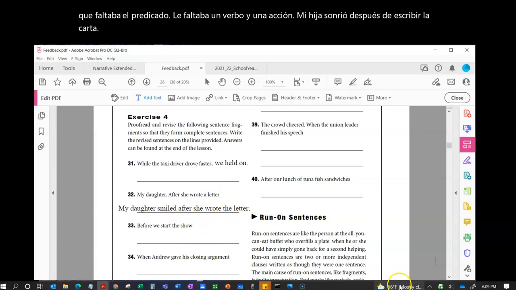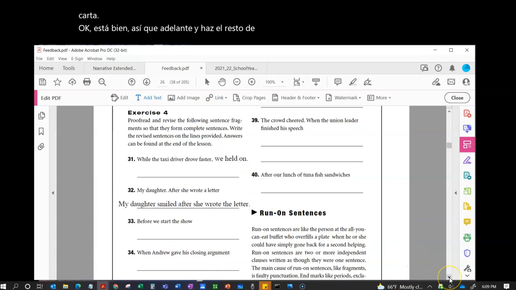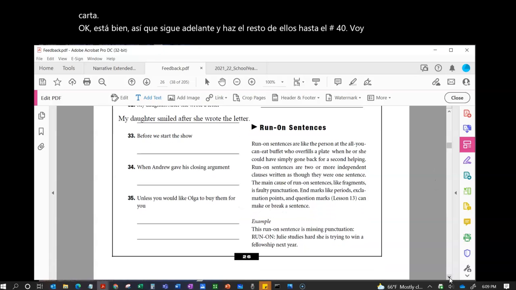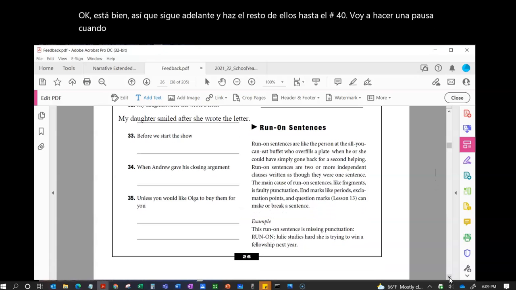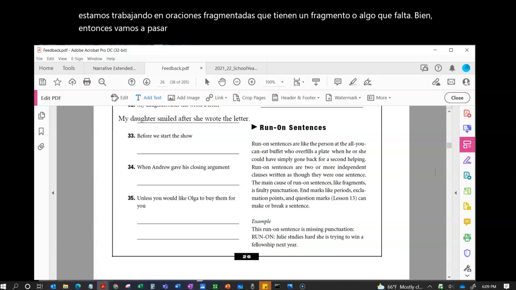Okay. All right. So go ahead and do the rest of them up to number 40. I'm going to pause it. When we come back, we'll start with run-on sentences. Okay. So right now we're working on fragmented sentences, sentences that have a fragment or something's missing. Okay. Then we're going to move on to run-on sentences. All right, guys, have fun.